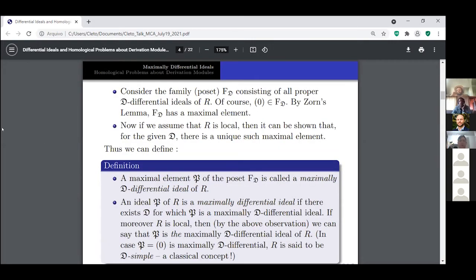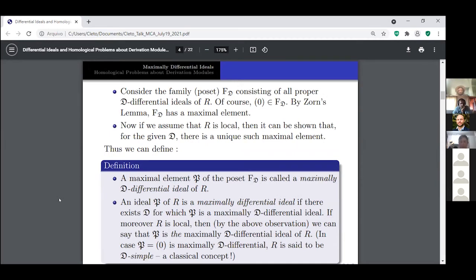So you can consider the family, in fact a partially ordered set, consisting of all proper D-differential ideals of R. And of course, the zero ideal lies there, okay? So there's a maximal element. This is the first observation. The second one is that if you assume that R is local, then it can be shown that for a given D, there's a unique such maximal element. Then you can define the following notion. A maximal element of this poset is called a maximally D-differential ideal of R.